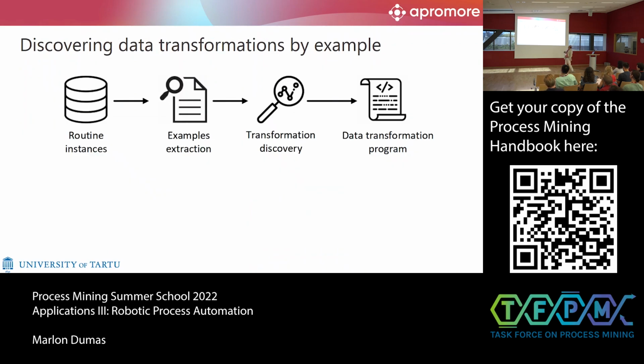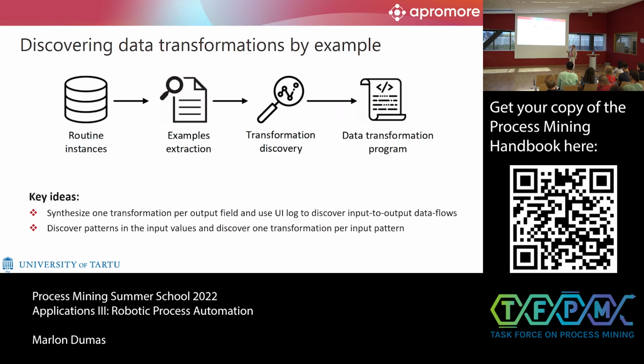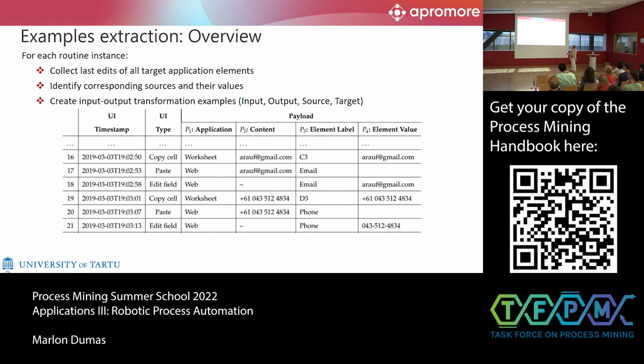We did it by using a technology called data transformations by examples. There are some people who have made their careers out of developing techniques for discovering or synthesizing data transformations from examples. People record examples of how to do it, and then the technique says, this is the program that can do what you are doing automatically. So we mapped this problem to a data transformation. From the routine instances, we map them into examples in the format that the data transformation by examples techniques need.